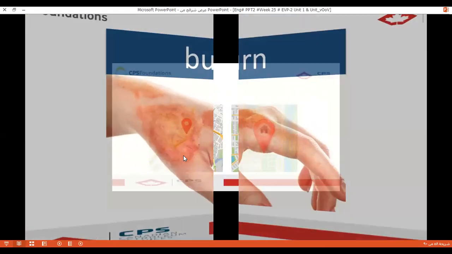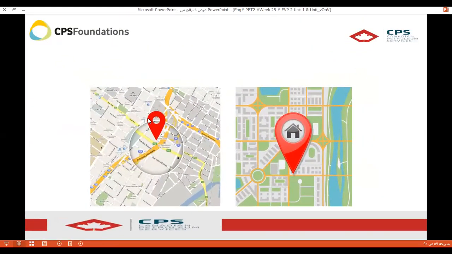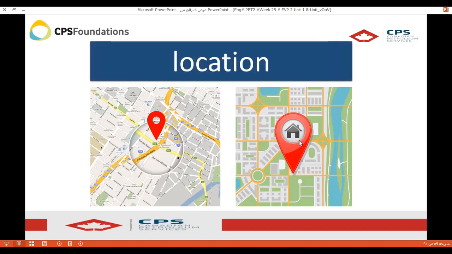This is a burn, of course, you know. This is the location of a place, location of your house, location, the place, location.